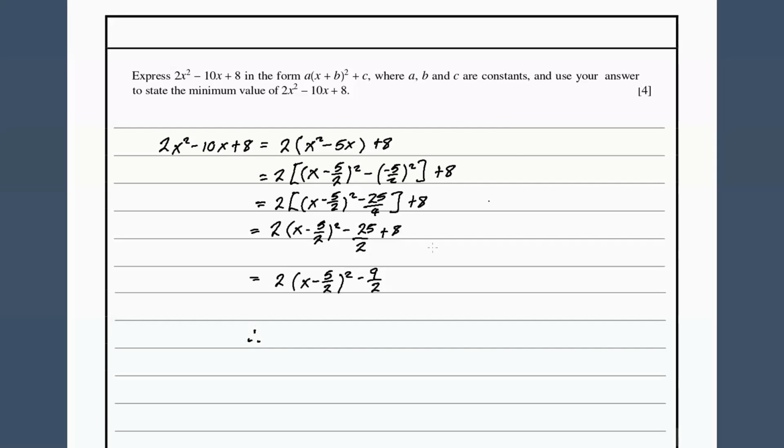So therefore, they say use your answer to state the minimum point. Okay, so the minimum point will be minus q and r, which is minus of minus 5 over 2, which is 5 over 2, and the term outside, minus 9 over 2. So this is how we find the minimum point. Okay, so this is the minimum value as they want, and that's how we do it.